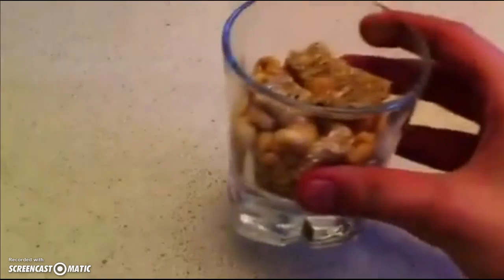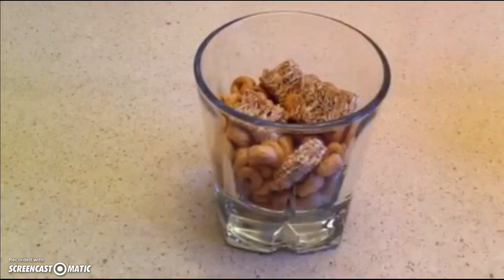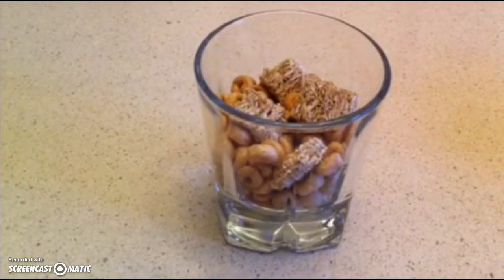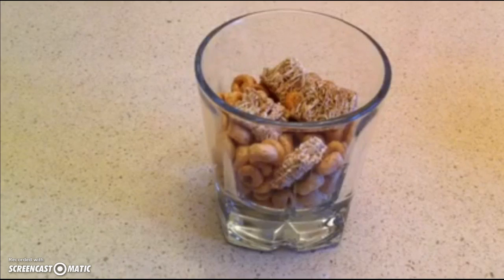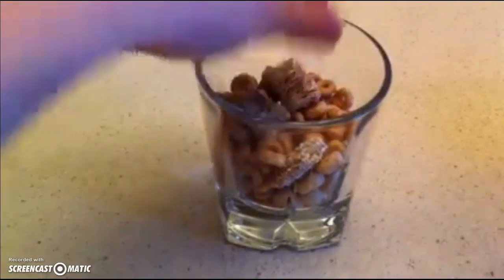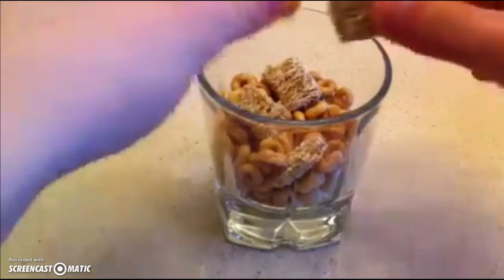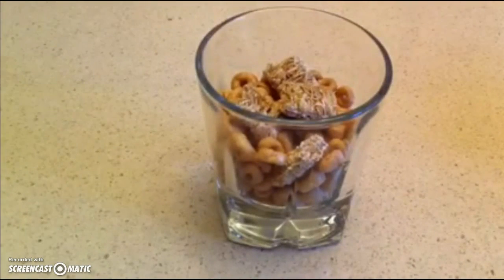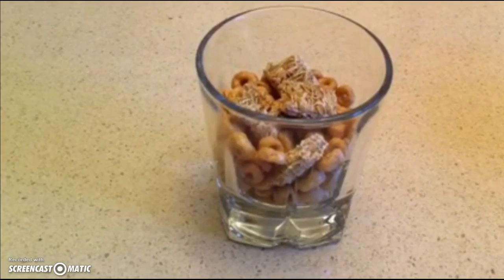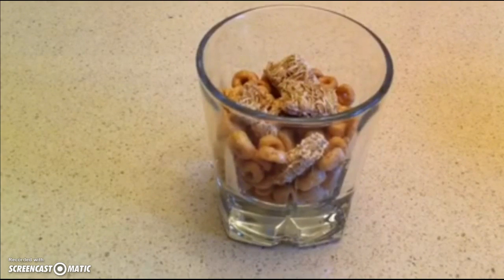Now, an example of a heterogeneous mixture would be this glass of cereal. In a heterogeneous mixture, the parts of the mixture are physically separate from one another, as the mini wheat and Cheerios are. They do not have a single composition throughout the entire thing. They're two different parts.